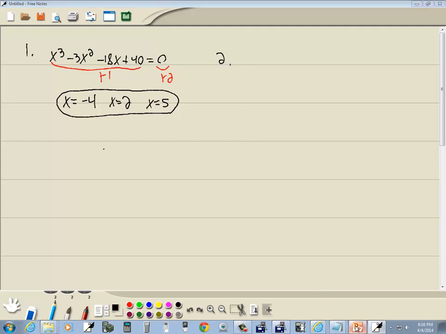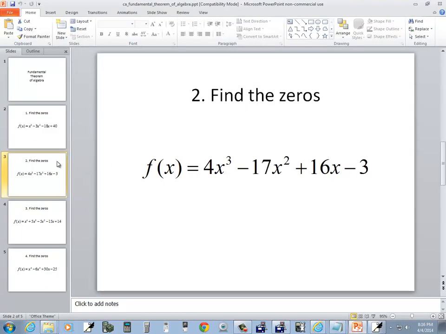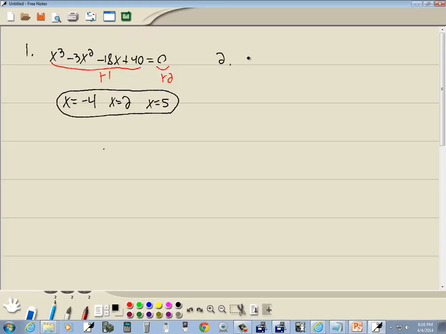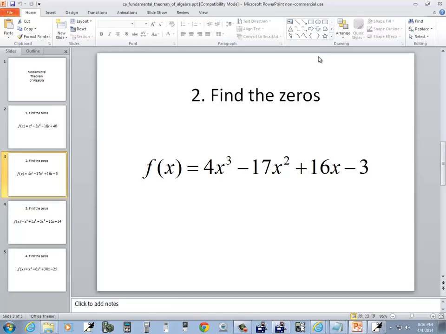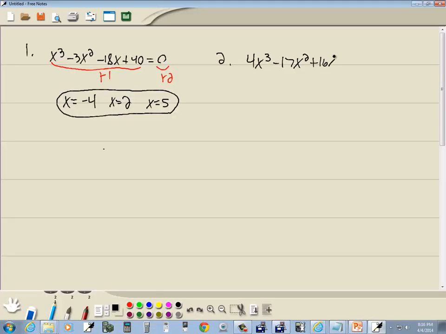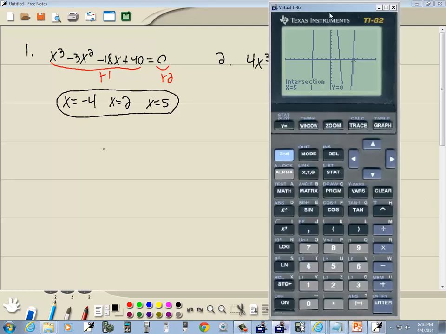Let's take a look at our second one. Okay, I want to find the zeros again, so we're going to set it equal to 0. So we got 4x to the third minus 17x squared plus 16x minus 3 is equal to 0. Now, our largest power, the degree, is 3, means we're going to have 3 answers. So let's go enter this in.